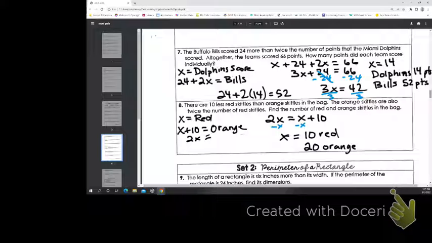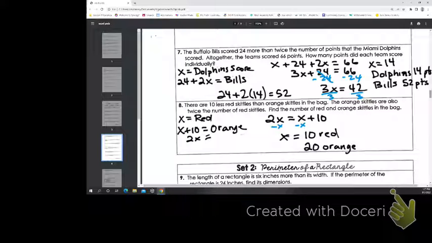So if I had gotten something mixed up, like if I had left that as being x minus 10, I would have come up with a negative number of Skittles, and that would have obviously been ridiculous, not worked.